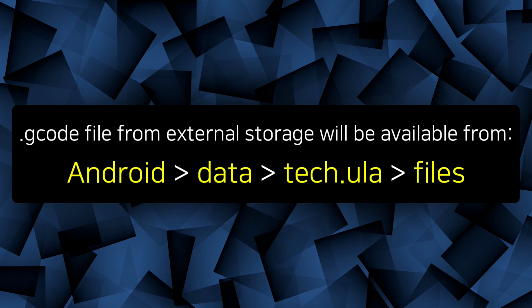When viewing the external storage from another device, such as the 3D printer, we can get to the .gcode file by going into the Android folder, then go into the Data folder, and after that, go into the tech.ula folder, and finally, we can go into the Files folder where the .gcode file will be located.